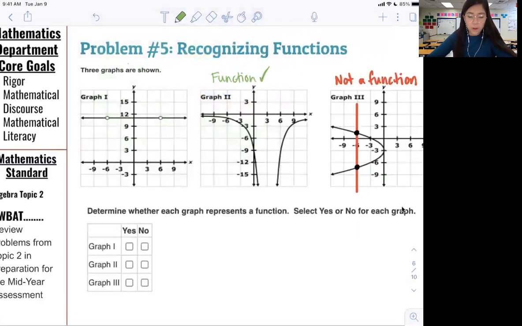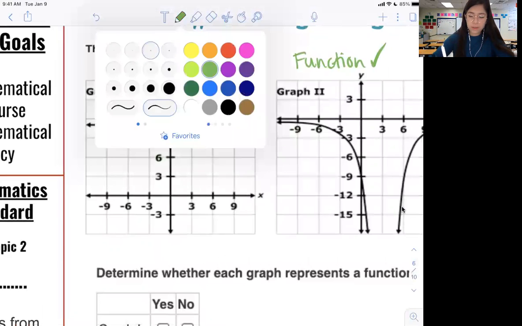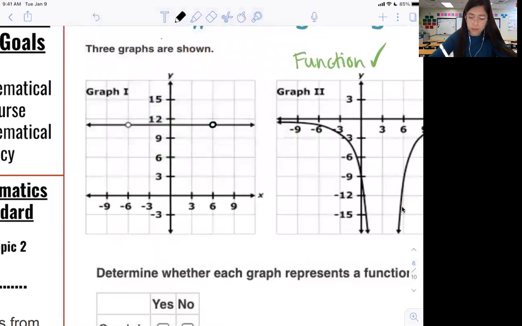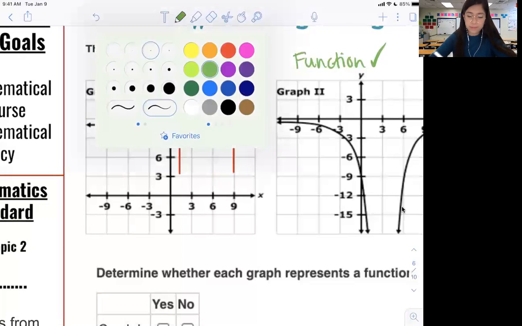And then graph 1 is this horizontal line that has 2 little holes. So these open circles are holes. And again, I can do the vertical line test over here, and I'm good. It only crosses it once. I could do it over here. I'm good. If I do it through here, it goes through the hole, which means it doesn't touch the function at all. And that's still okay because it's not stacking. It's simply going through the hole. So as long as it's not stacking anywhere, you're good to go. This is still a function.